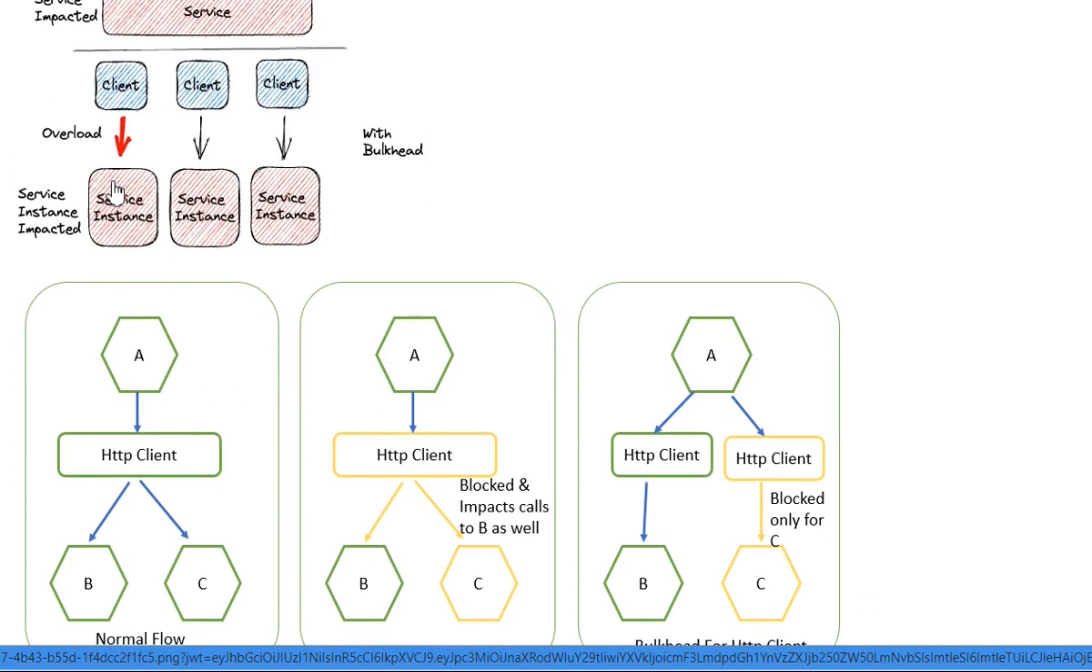Now with the bulkhead design pattern, we have loosely coupled services or independent service deployments, or maybe some other areas. So if client A is hooked to this service instance, which you can see over here, client B and client C are not going to be affected by the heavy load of client A, and this is done through the bulkhead design pattern.